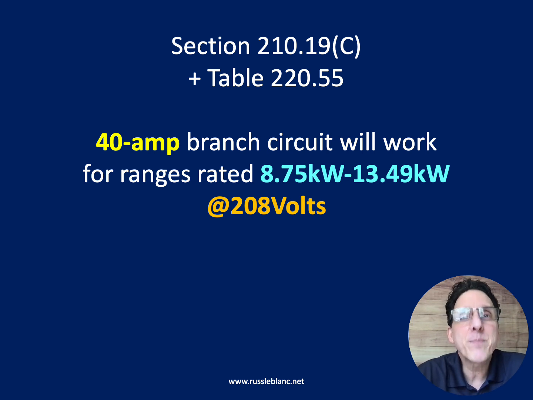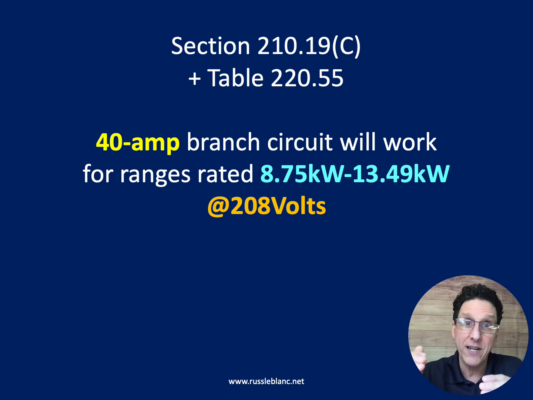Now, if you are in an apartment building, remember those nameplates I showed you, and they had two different ratings, right? One was for 240 volts, and then the other one was for 208. So if you're at 208 volts, a 40 amp branch circuit will work all the way up to 13.49 kW. You might want to write this note down as well. It might save you some time on the exam, for example.